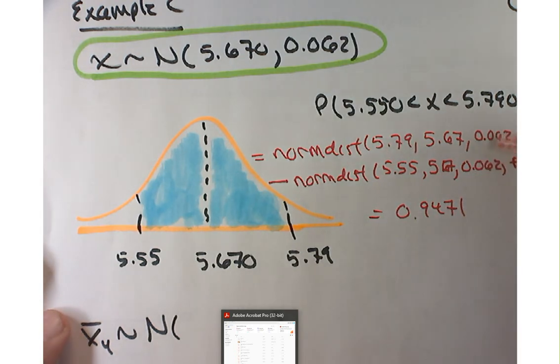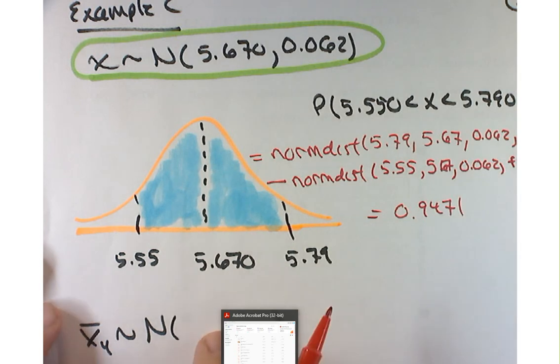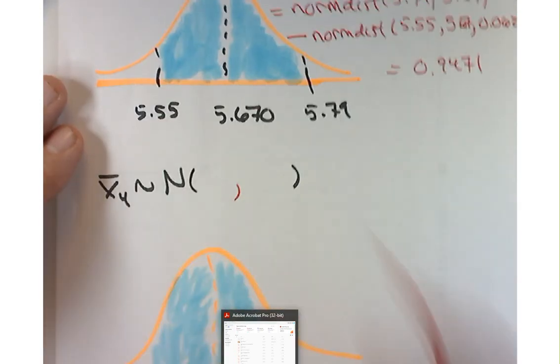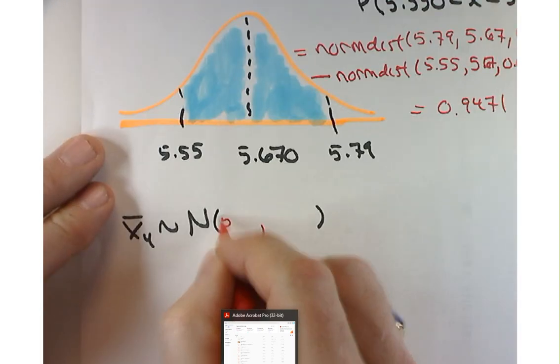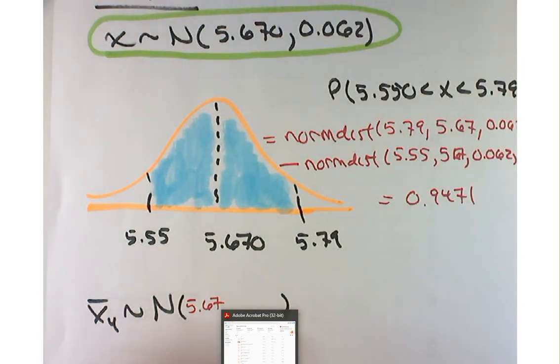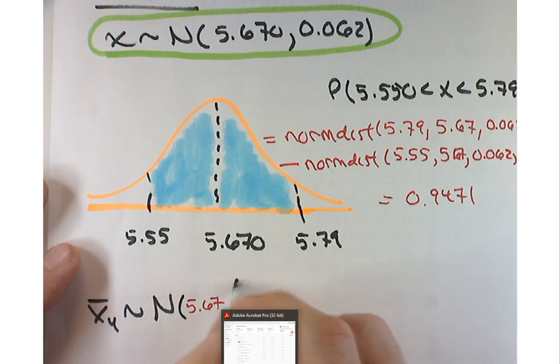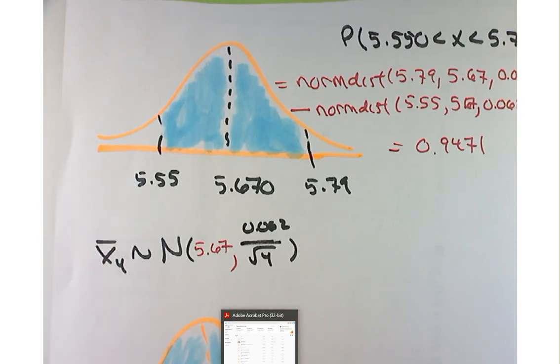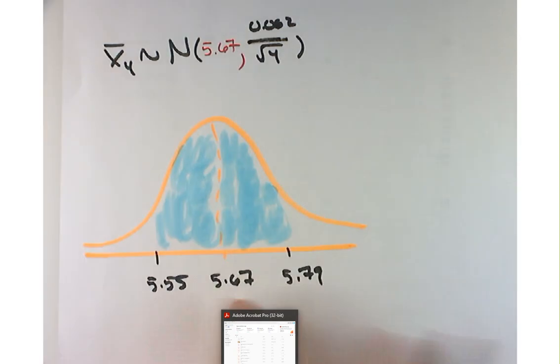Now you're going to get the same kind of thing when you come down here for this calculation. The mean's going to be the same, 5.67. What's the standard deviation going to change to? 0.062 divided by square root of 4. Awesome, thank you. You can just divide by 2, or you can type in 0.031. But we're going to do the same kind of calculation again, just with that new distribution. So let me bang out both of those.